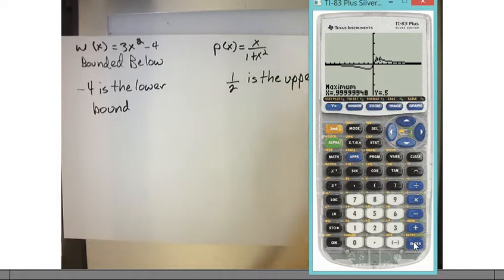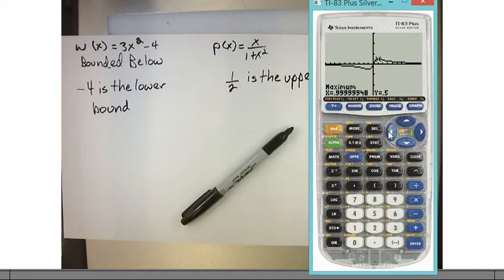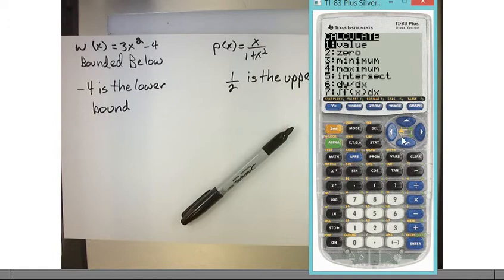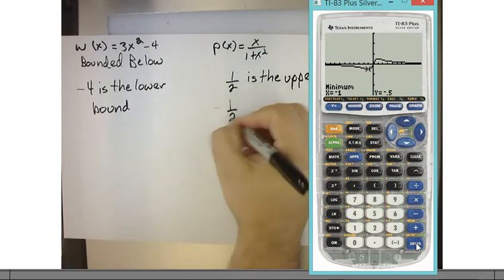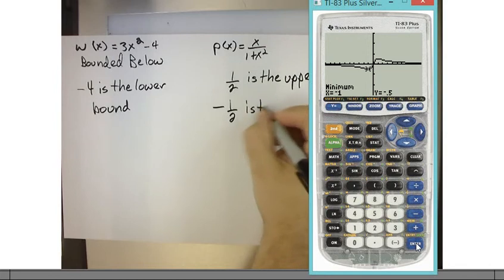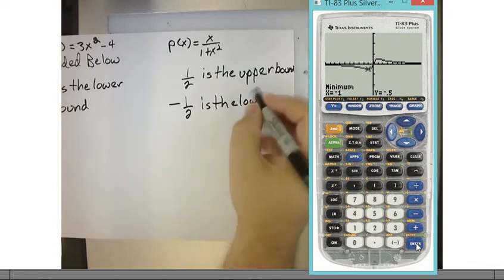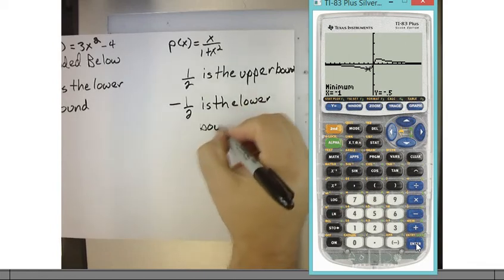What do you guys guess the lower bound would be? It might be. So let's see. Second trace. Now we're going to find the minimum. So I'm going to go a little bit to the left of this hump here, and I'm going to hit enter, and then I'm going to go a little bit to the right of the hump, hit enter, and I don't know, this looks good right here. -1/2 is the lower bound, right? Any questions?